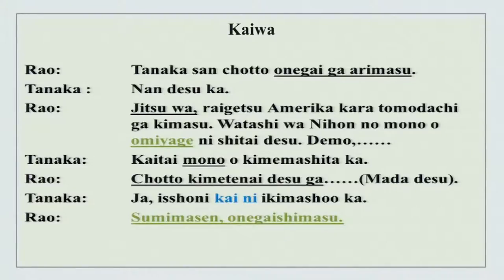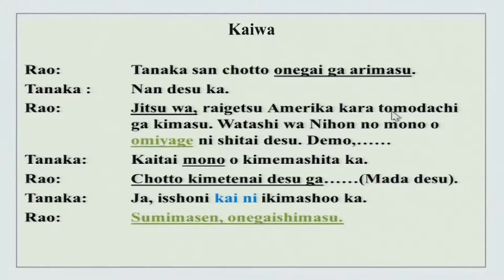Ja, issho ni kai ni ikimashou ka? Sumimasen, onegai shimasu. So, well, a simple dialogue, only kai ni is new over here. Onegai ga arimasu is, I have a request to make or I want a favor from you. Jitsu wa, which means actually.